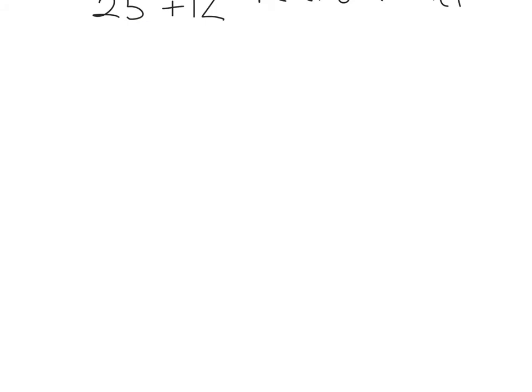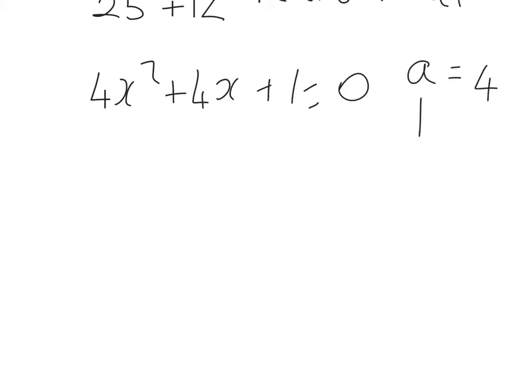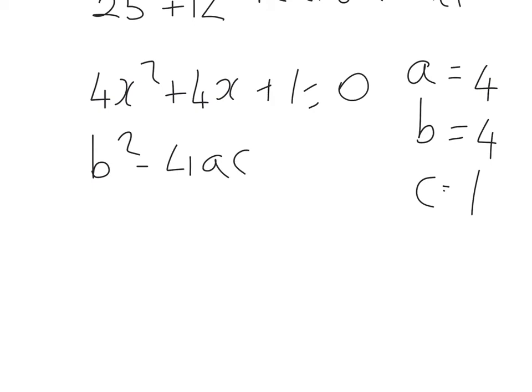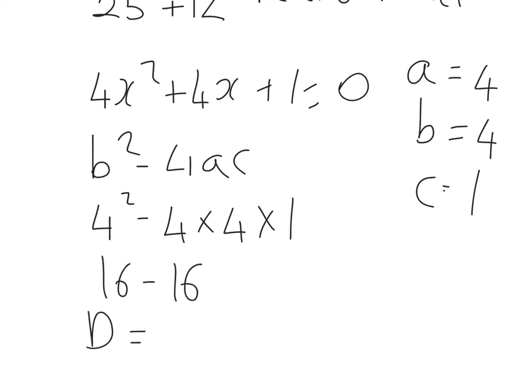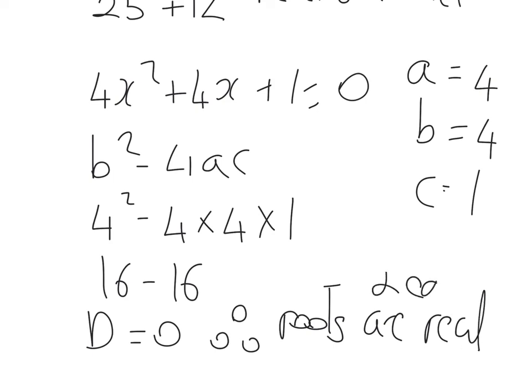Okay, next one, we're going to find the nature of the roots for 4x squared plus 4x plus 1 equals 0. Again, identify a, b and c. A is 4, b is 4, c is 1. The question is to do with the nature of the roots, so not the quadratic formula but the discriminant. b squared minus 4ac is 4 squared minus 4 times 4 times 1. 16 minus 16, so the discriminant is equal to 0, therefore the roots are real and equal.